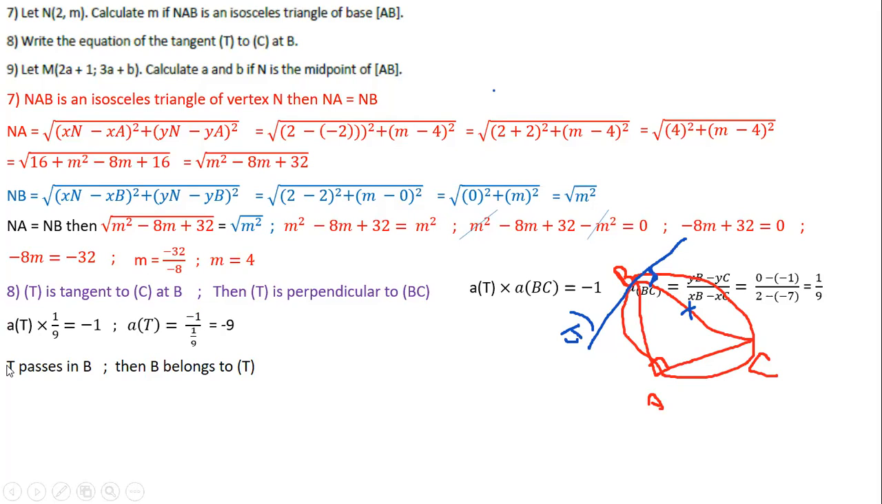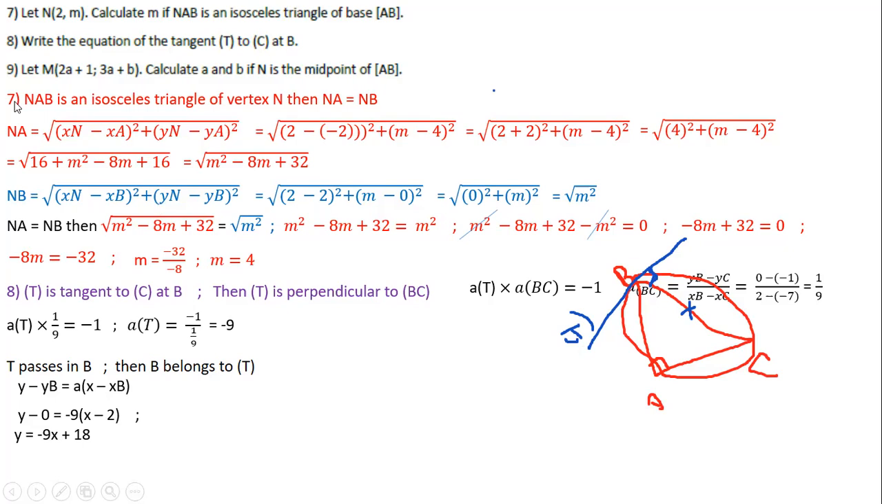Of course, straight line T passes through B, so B belongs to straight line D. That means Y minus YB is equal to slope times X minus XB. I didn't invent this, I got it from the question, because they are tangent at point B. Of course, we have the coordinates of B and we have the slope. So we replace them and we get y equals -9x plus 18. This is the equation of the tangent to the circle.